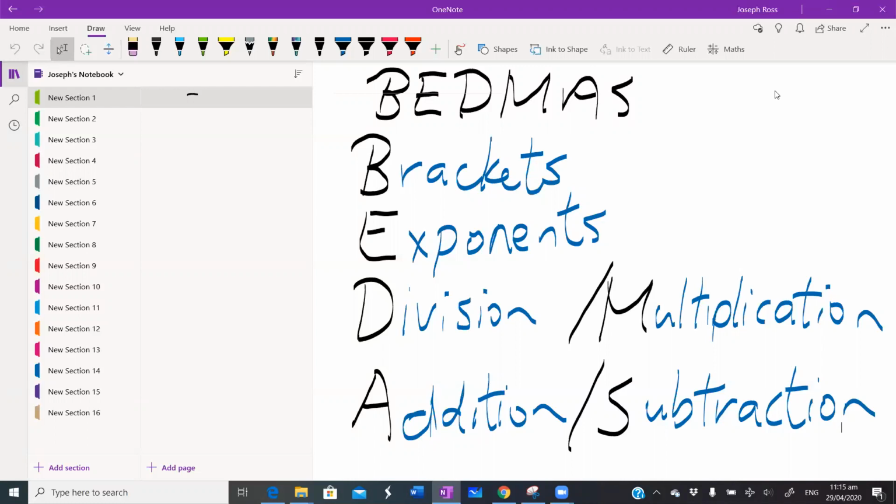And same for addition and subtraction. So if you've got additions and subtractions, then you're working left to right. And again, that could mean that you're actually doing subtraction before addition. We'll have a look at some examples of that as we continue the video.